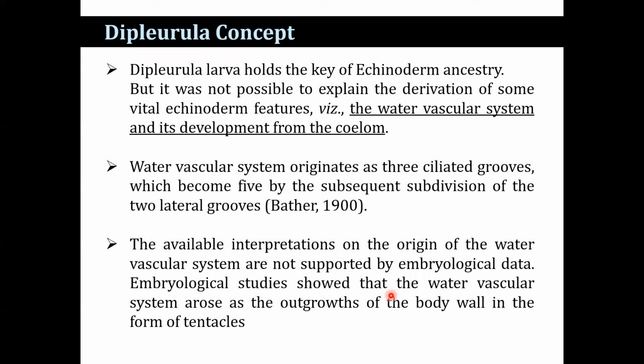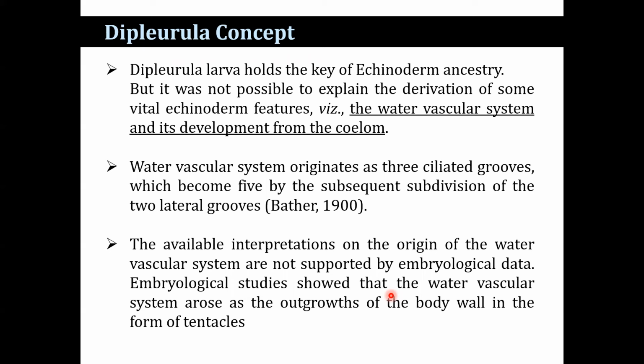It has been imagined by many workers that this larva holds the key of echinoderm ancestry, but it was not possible to explain the derivation of some vital echinoderm features, that is the water vascular system and its development of the coelom. In the deuterostome, the coelom formation is enterocoely, whereas in the protostome, the coelom formation is schizocoely, that is a splitting of the mesodermal layer. So the coelom formation in the echinoderm differs from the protostomes.